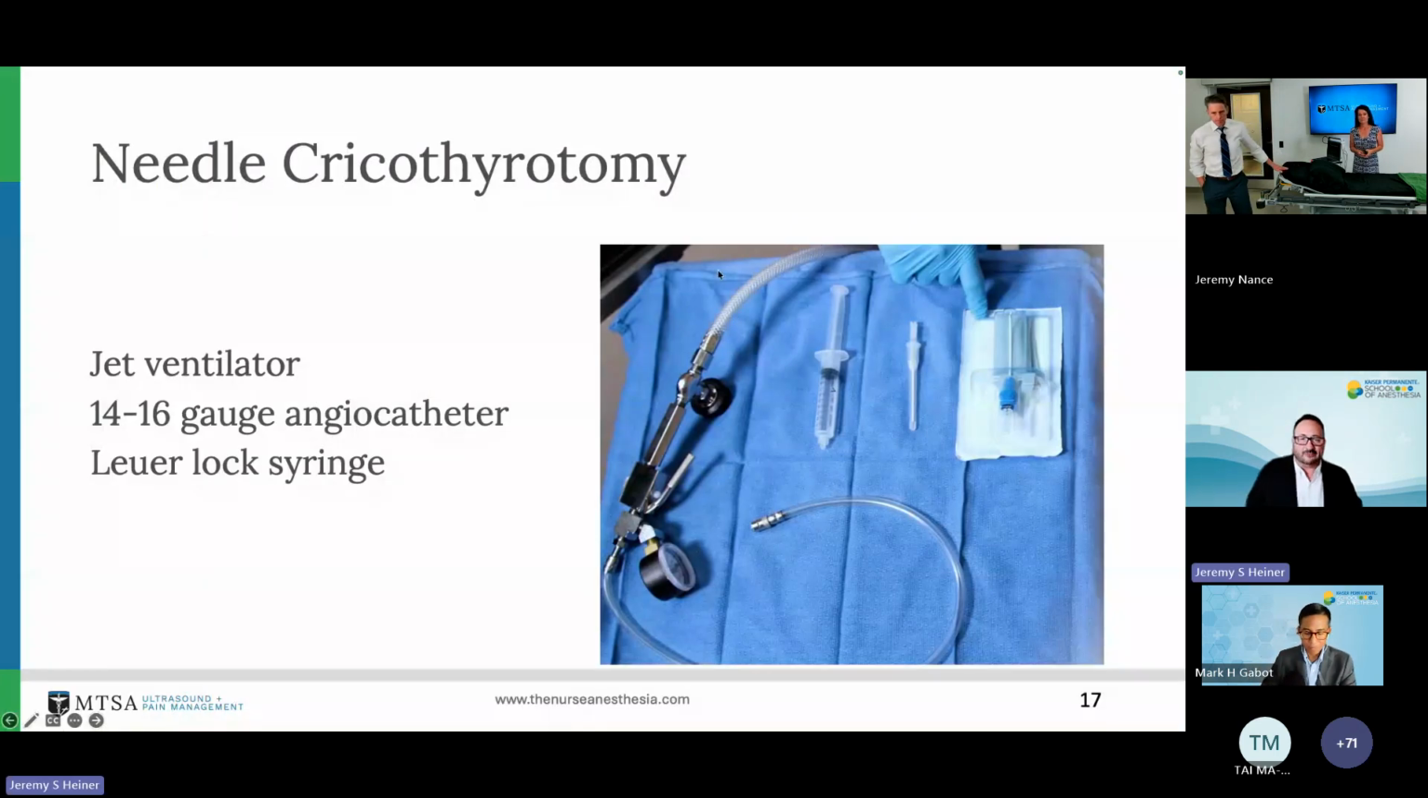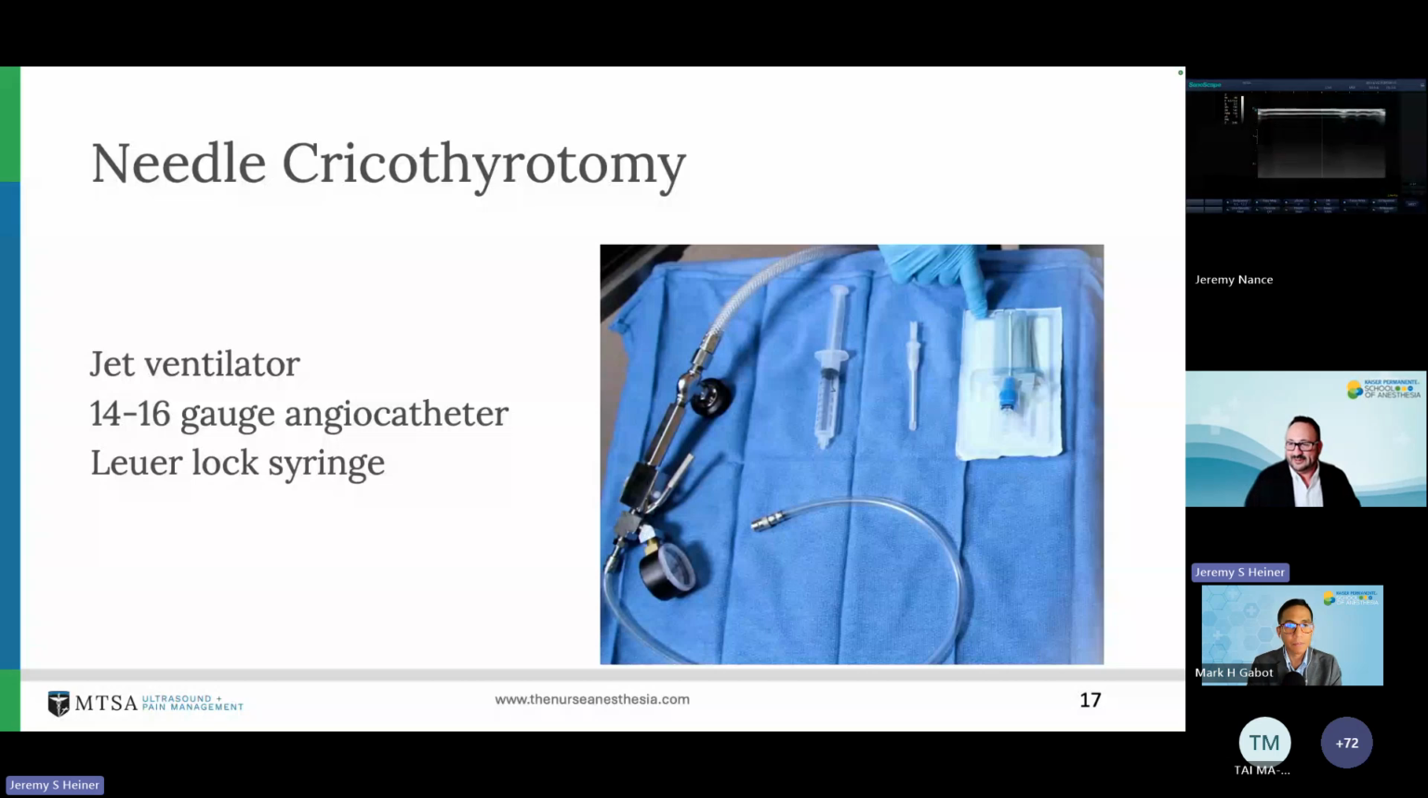Okay, so yeah, here we are. Well, let's say it's not your lucky day, but the one in a million case, the one that you hope never happens, and you're called on to do a cricothyrotomy. There are several different cricothyrotomy techniques.